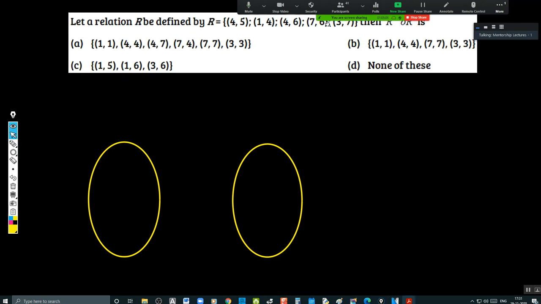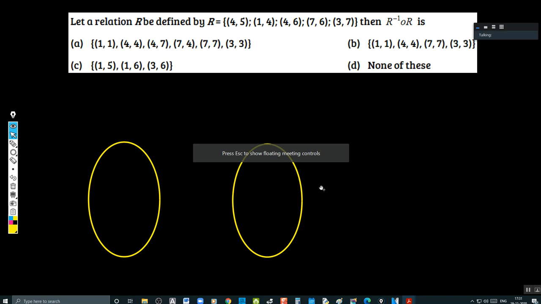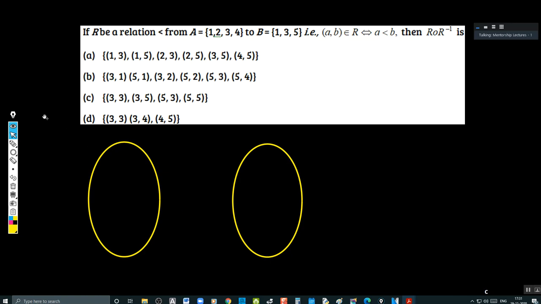Let us see the next problem. The next problem contains R given directly. Here also the same. Now see this. Let me close with this one, and we will start functions in the next session, that is after the break. Now this is A. This is B. Now what is A given? 1, 2, 3, 4.